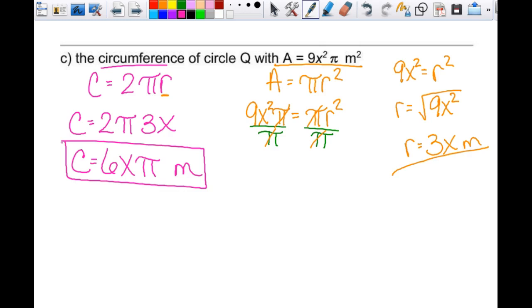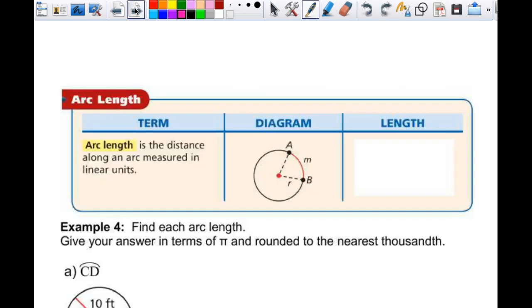Okay, so that's a quick review of circumference and area, stuff that you have already learned, combined with some algebra stuff, which you've, I'm sure, done some questions like that anyway. But all right, so now we're going to look at arc. We have talked about arc measure. Now, arc length popped up on your initial knowledge check, okay?